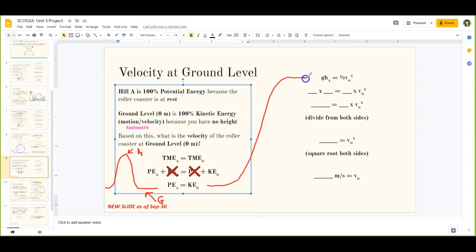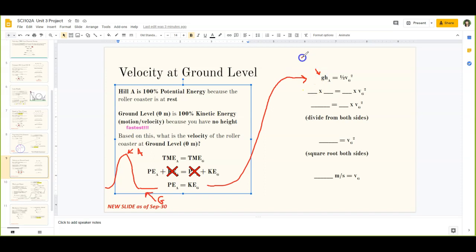Remember, we know that equation: potential energy equals mass times gravity times height on the one side, and kinetic energy equals 1/2 times velocity squared times mass on the other side. But remember, we can get rid of masses because the mass is the same on both sides. All right, so that being said, let's go ahead and take a look at this.